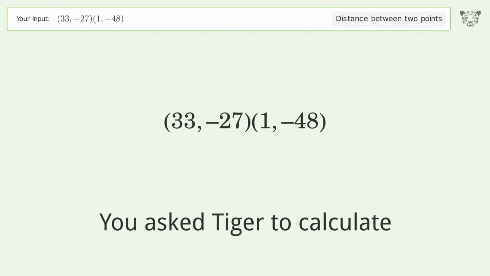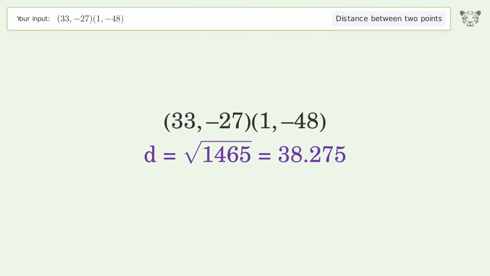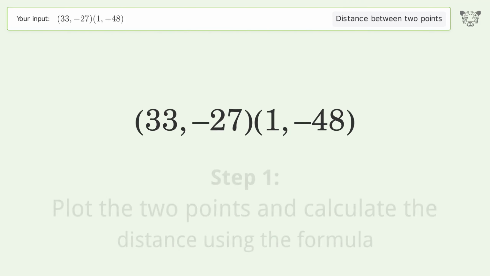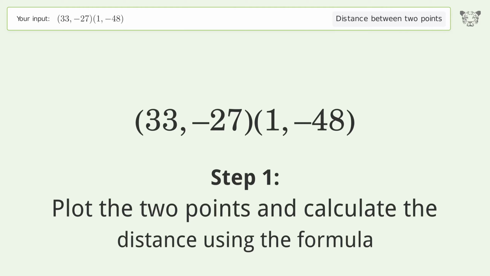You ask Tiger to calculate. This deals with the distance between 2 points. The distance between the 2 points is the square root of 1,465, or 38.275. Let's solve it step by step. Plot the 2 points and calculate the distance using the formula.